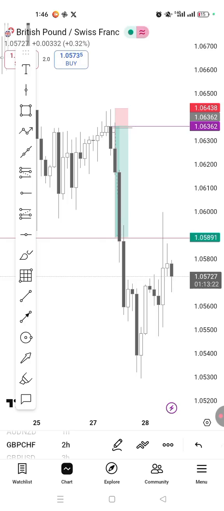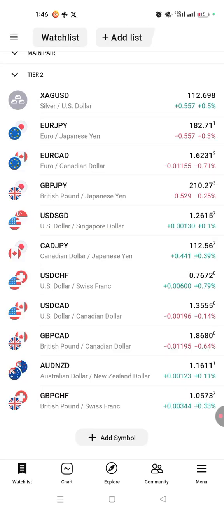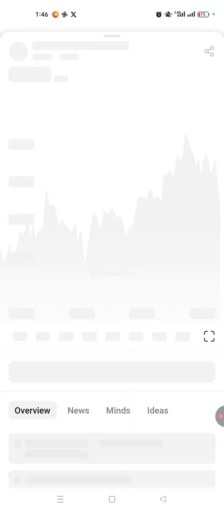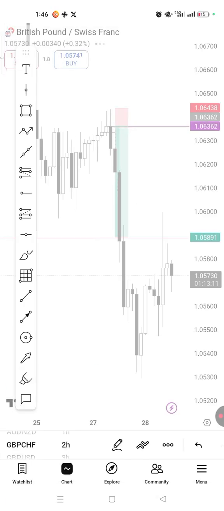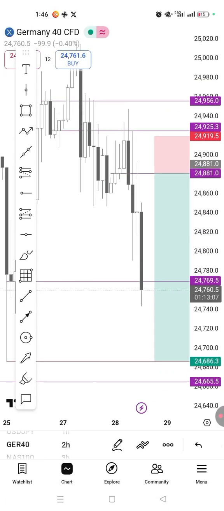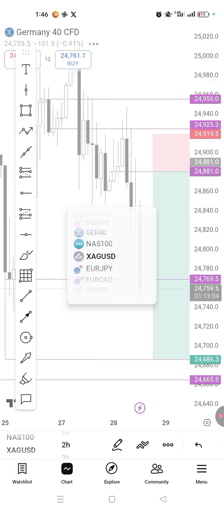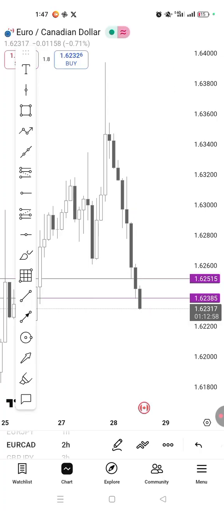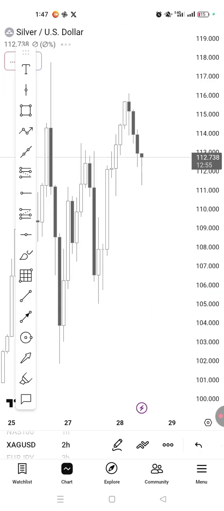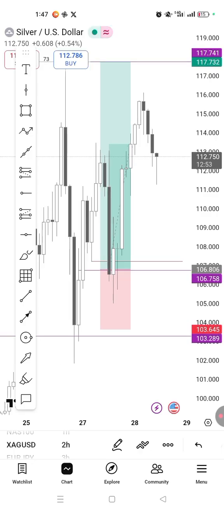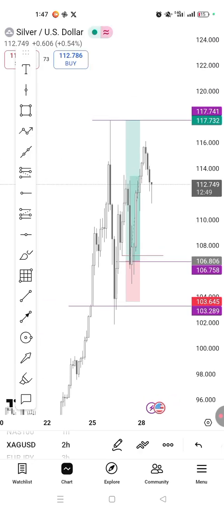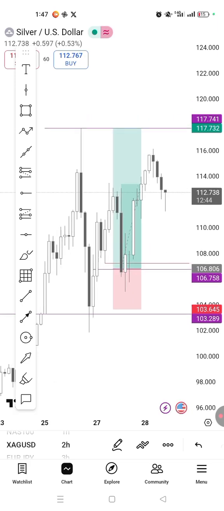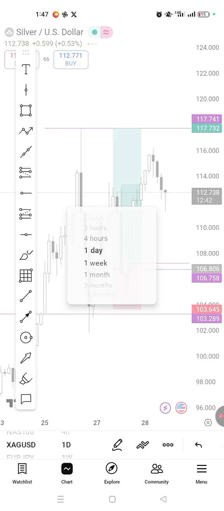Now, let me reiterate something, but before I reiterate it, let me check something out, okay? Let me reiterate everything that I have said, using silver. Now this silver triggered around the night, so I'm not in the trade, but let me just show you what I'm trying to say.